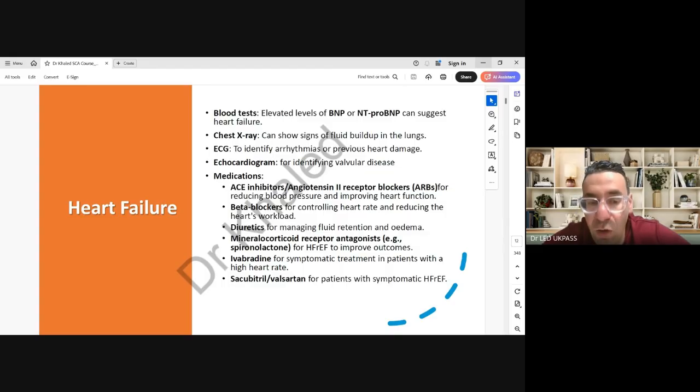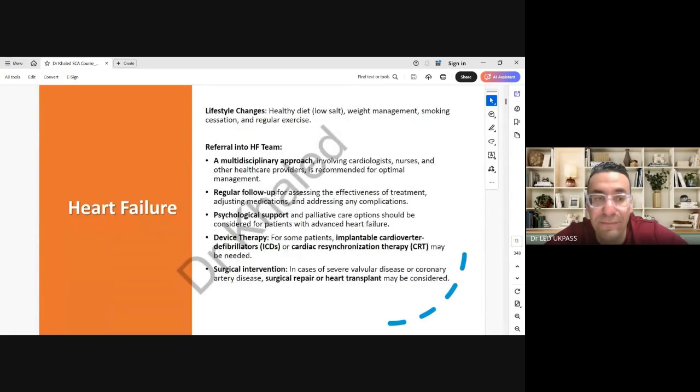Okay, I hope that's clear. So never forget about dapagliflozin in a patient who is having heart failure and also heart failure and diabetes. Okay, perfect. So let's move to the next one.